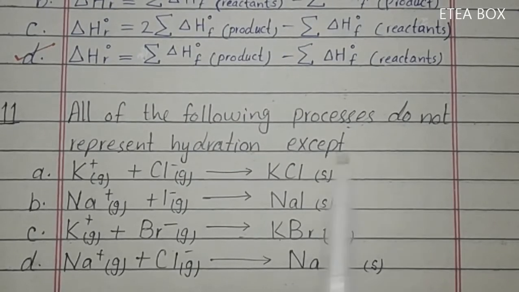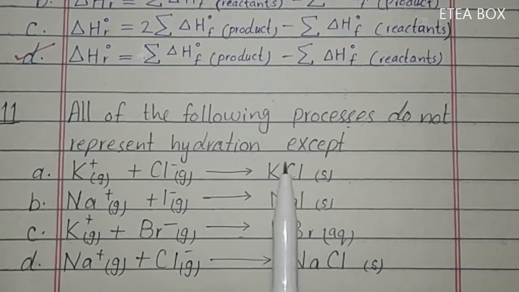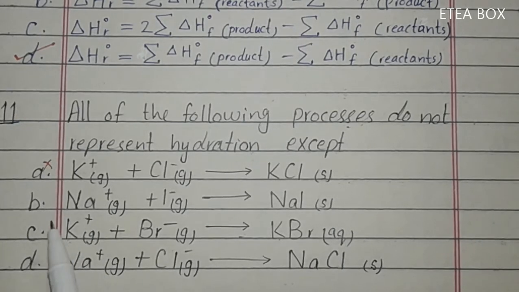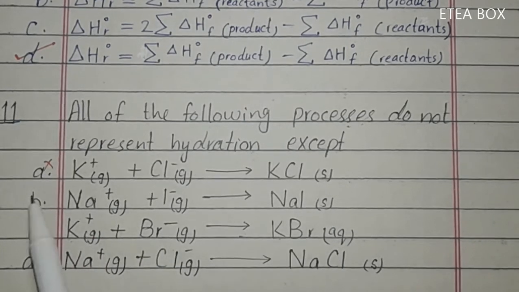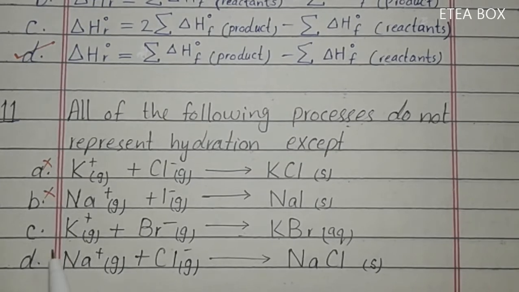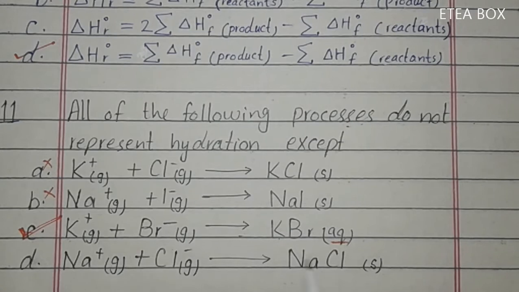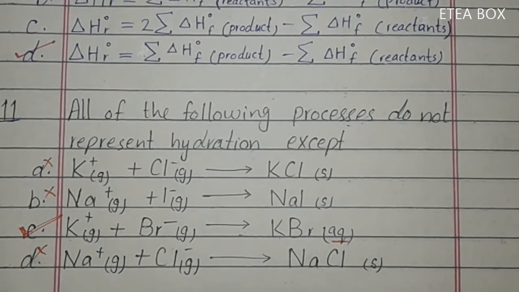All of the following processes do not represent hydration except. Now we know that in case of hydration, water is involved. Look at option A: this is gaseous and this is solid form, so this one is incorrect. Look at B, gaseous and solid, this one is also incorrect. Look at option C: gaseous, and this is aqueous form, which means that water is involved here. So option C is correct. And this one is also solid, so it is also incorrect. Hydration means that water must be involved in the reaction, so option C is correct.